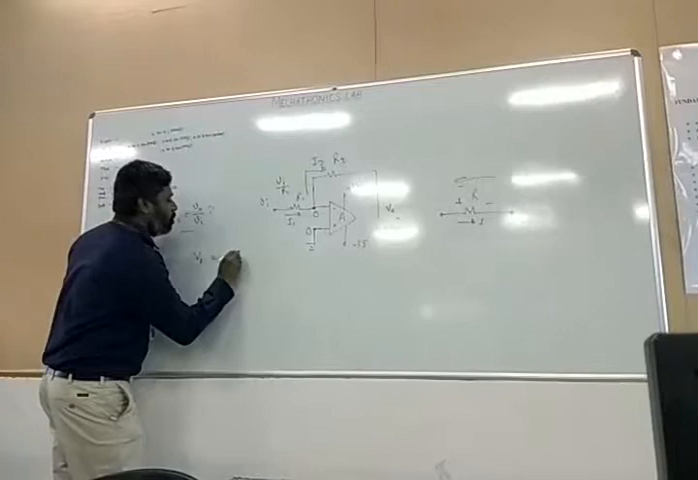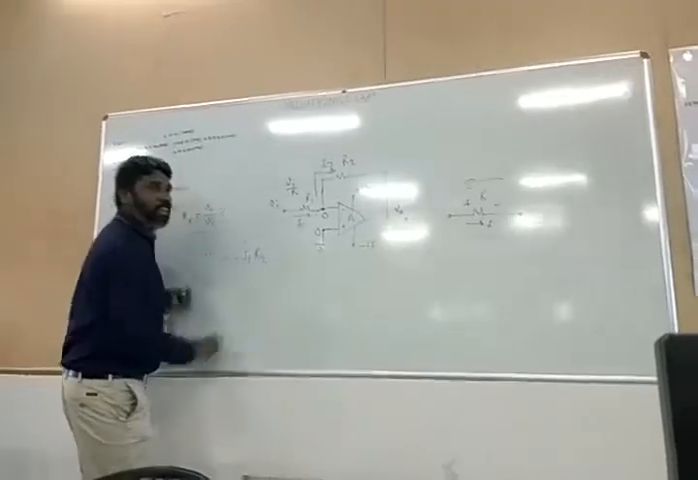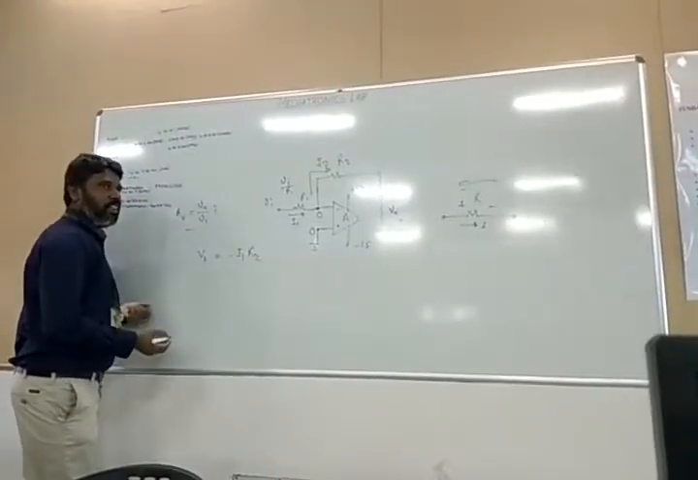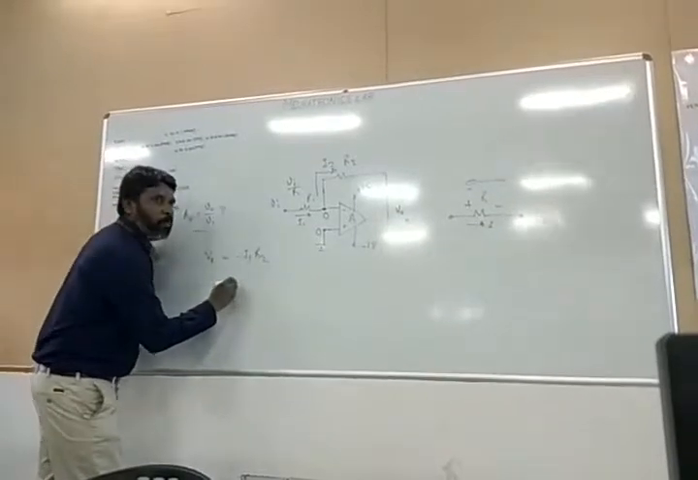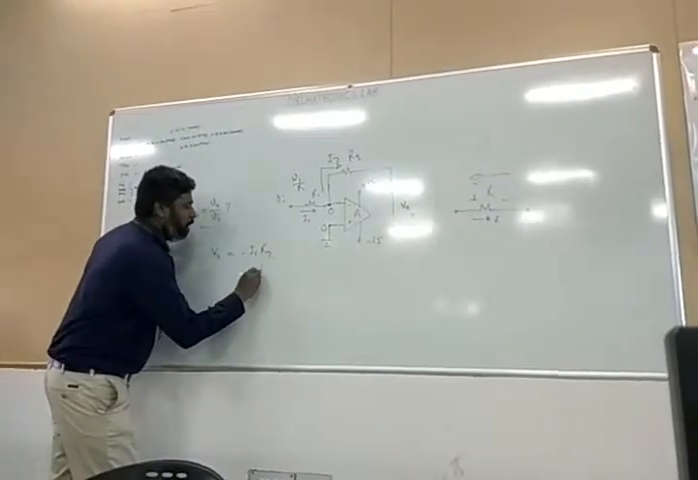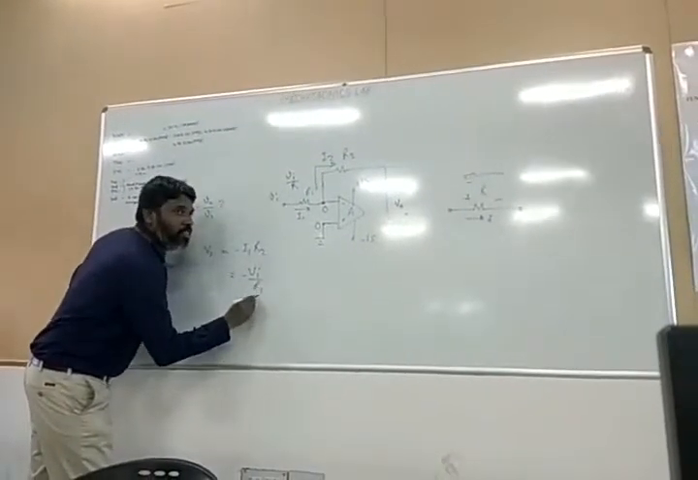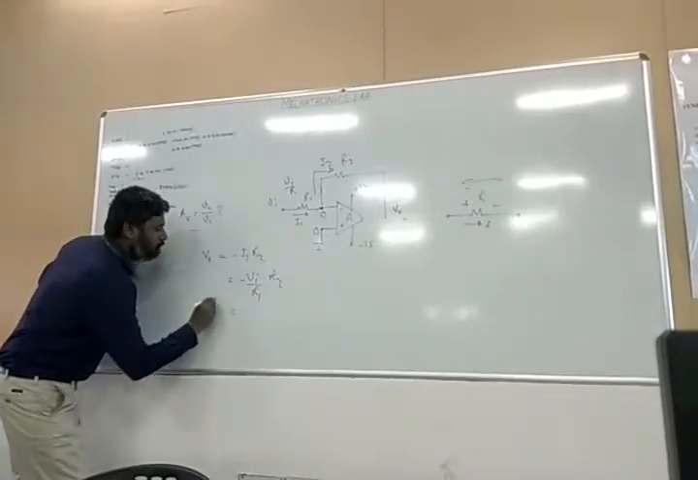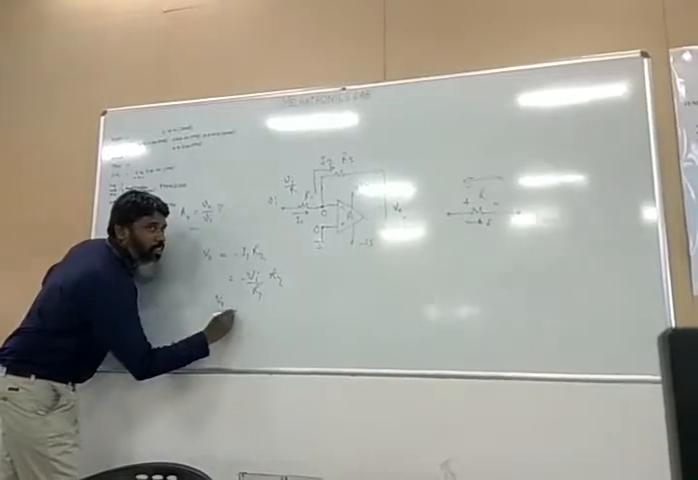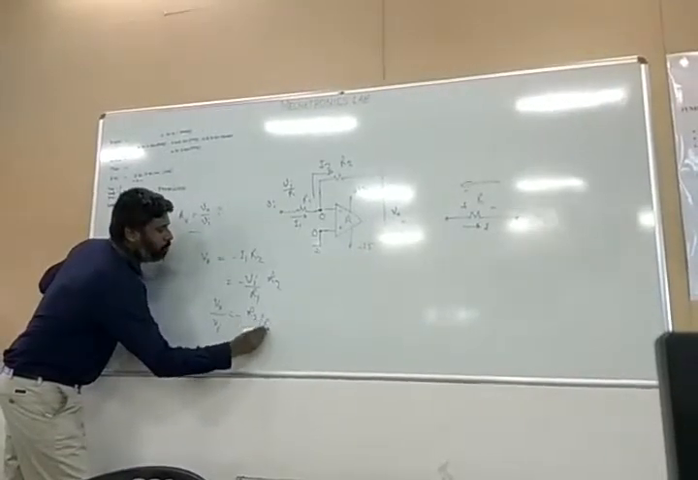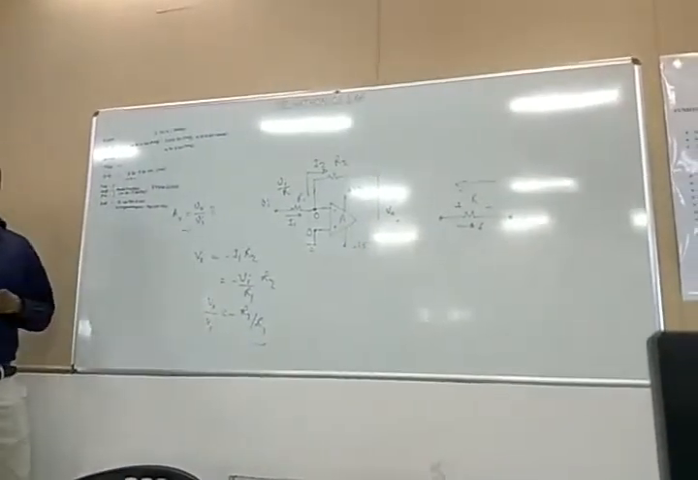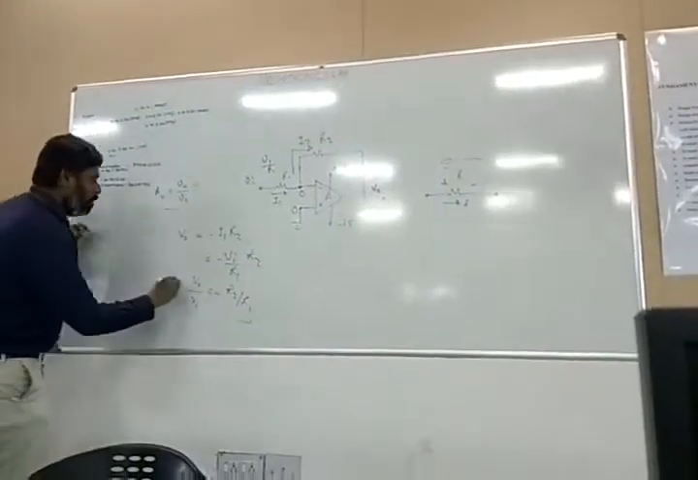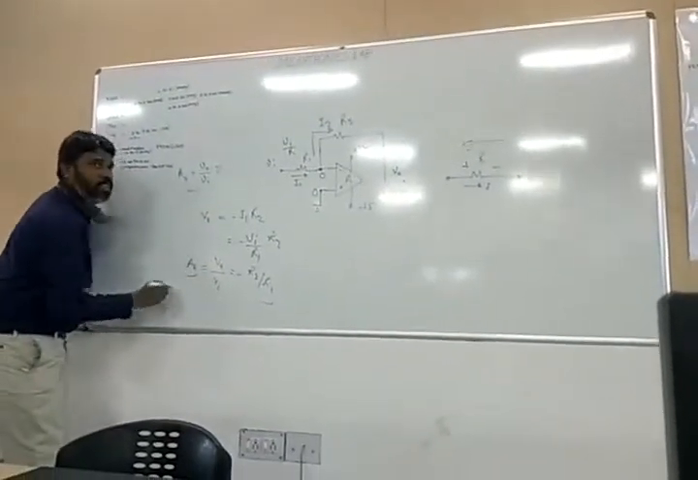Minus I1 into R. Correct? Is it clear or not clear? What is I1? Minus VI by R1, correct? Not minus L, it's VI by R1, into R2. What is the gain now? V0 by VI? Minus R2 by R1. That's it. So this is the gain expression. It's simply the ratio of the two resistors, correct?